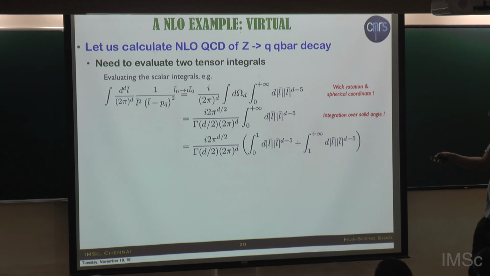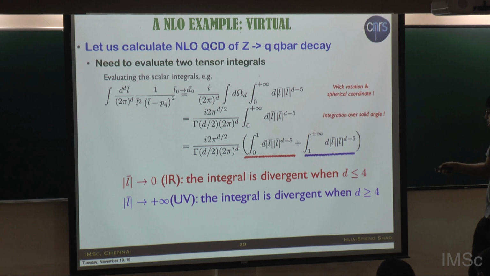This one is very interesting because if you set d equal to 4, then it's divergent both at L bar equals 0 and at plus infinity. Both are divergent, so that's why we need to introduce d here and not directly use d equal to 4. So I decompose the integral into 0 to 1 and 1 to infinity.